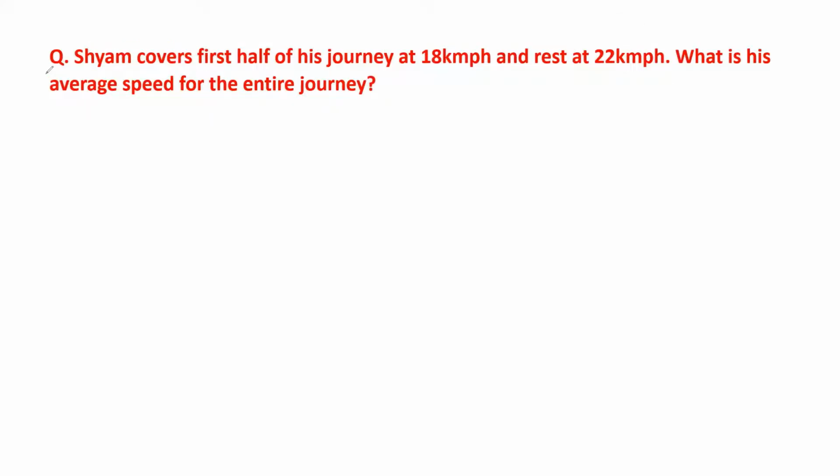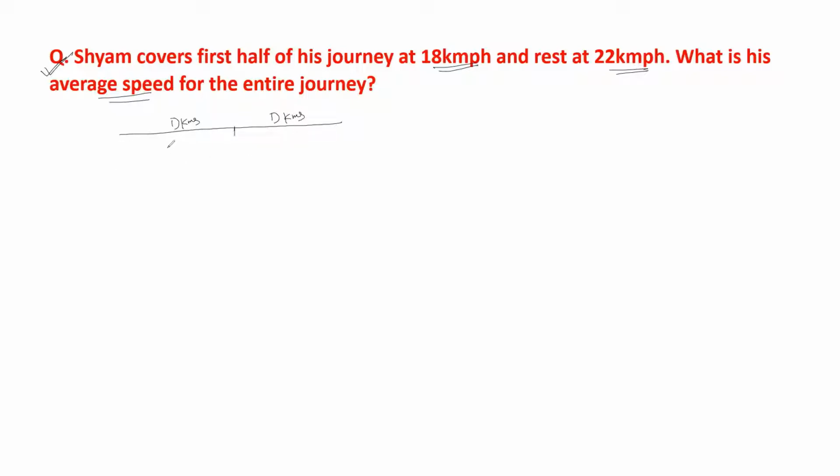Okay, so now let us see this question. Shyam covers first half of his journey at 18 kmph and the rest at 22 kmph. What is his average speed for the entire journey? So let us assume that the total journey is of 2d kilometers. The first half would be of d kilometers and the second half will also be of d kilometers.